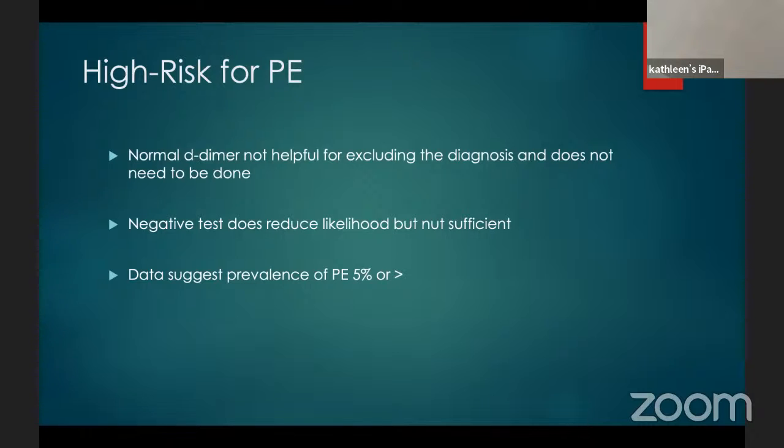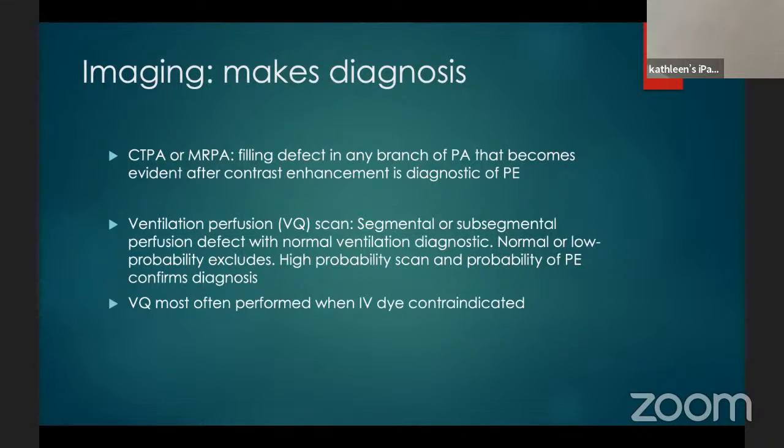For patients with a high risk for PE, a normal D-dimer is not helpful for excluding the diagnosis and essentially does not need to be done. It does reduce the likelihood, but it is not sufficient. And in the PIOPED study, it was shown that people who had a high risk for PE but a negative D-dimer actually had a PE incidence of 5%. Next slide.